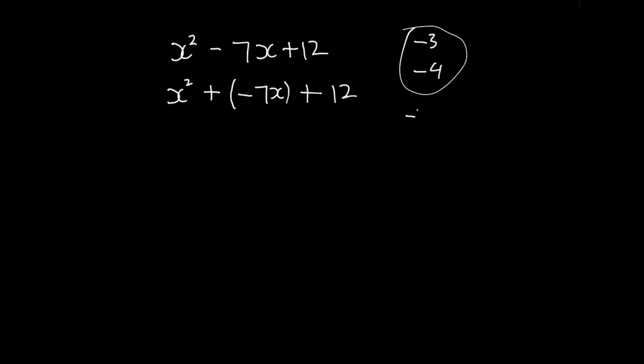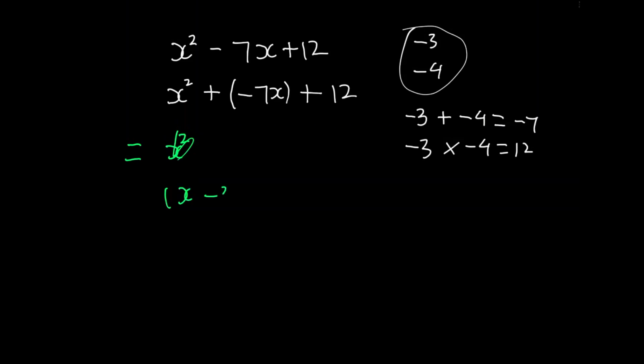Is this correct? Well, negative 3 plus negative 4 is equal to negative 7, and negative 3 multiplied by negative 4 is equal to 12. So yes, this is in fact correct. And factorizing this gives us (x minus 3) into (x minus 4). And we know that this is correct because if we expand this, we have x squared minus 4x minus 3x plus 12. There we go.